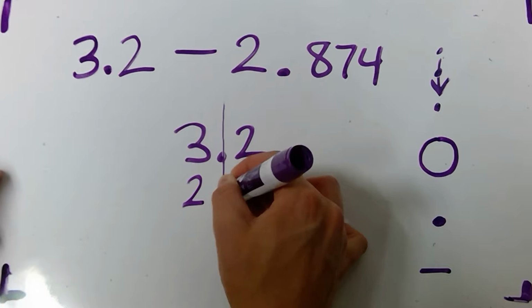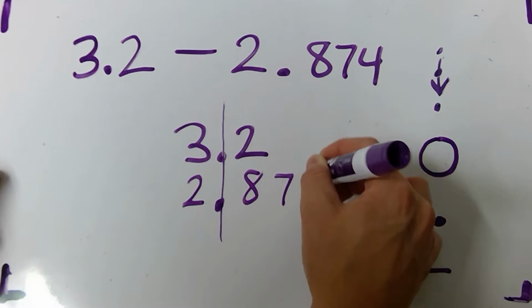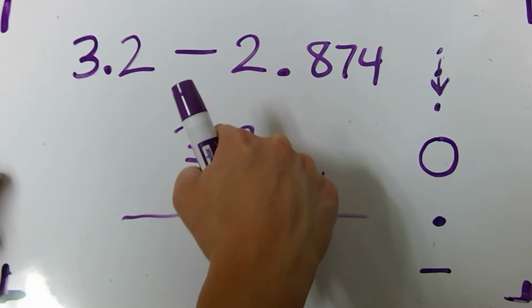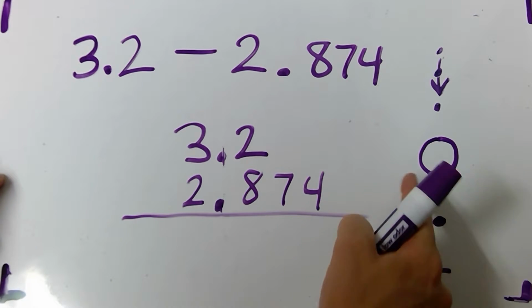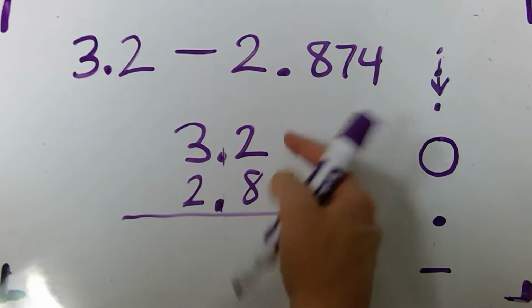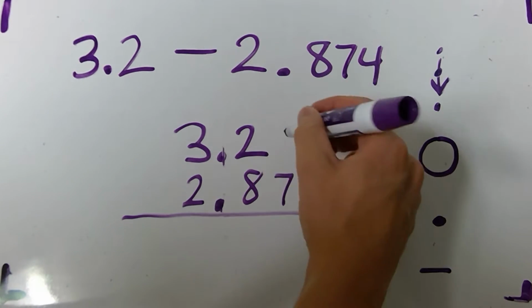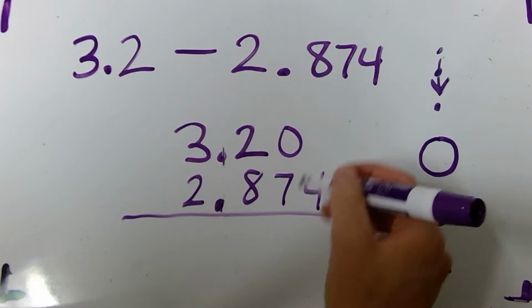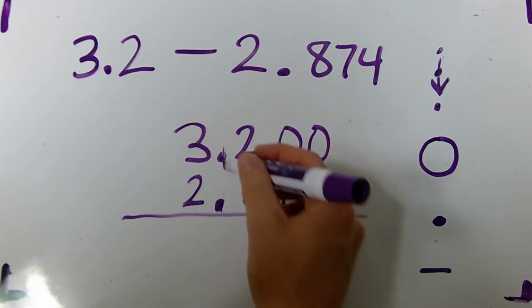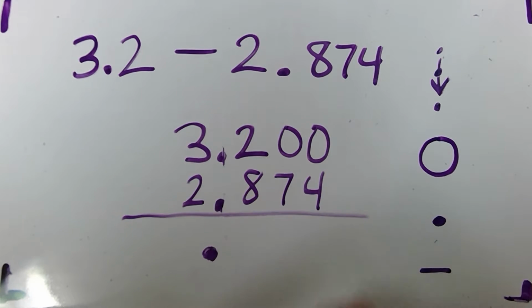So I'm going to go 2 and 874/1000ths. Just going to erase this line. Now, any gaps I'm going to fill in with a 0. There's nothing in the hundredths place, so I'm going to fill it with a 0. Nothing in the thousandths place, fill it with a 0. Now bring the decimal down into the answer, and then subtract.